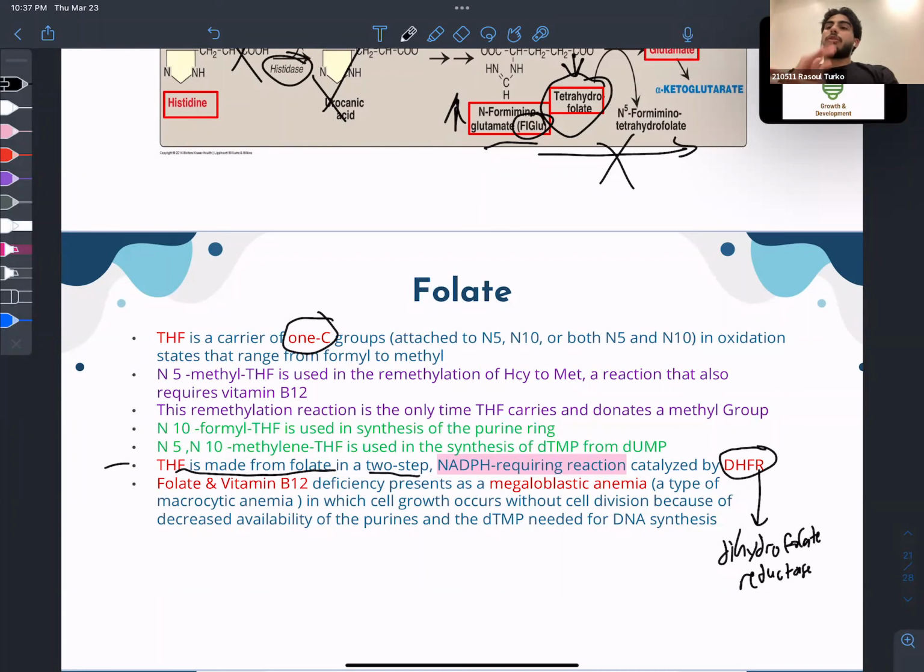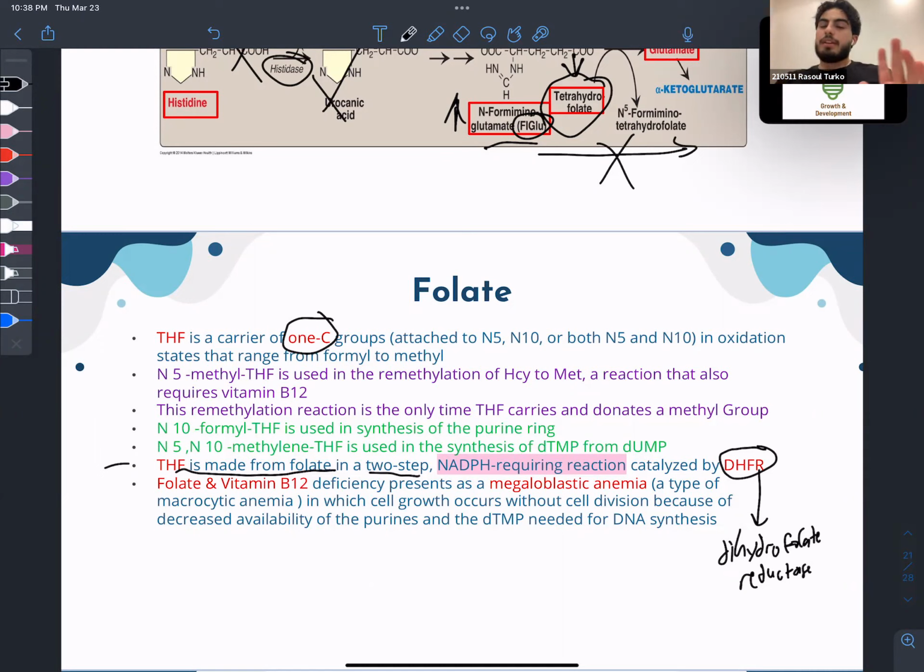Okay, now based on which group it attaches to, that group will be responsible for a different reaction. Okay, for example, so an N5 methyl THF is used for a reaction from homocysteine to methionine. Okay, and we talked about it in the pathway above, where homocysteine goes to methionine by the help of B12, that's one cofactor, and by the help of tetrahydrofolate. Which one? The N5 tetrahydrofolate.